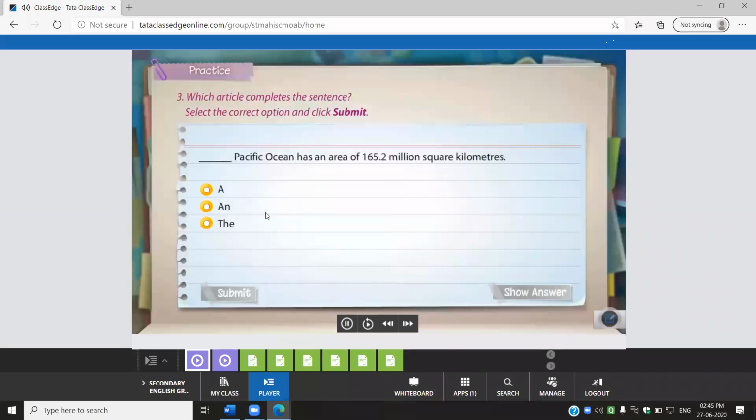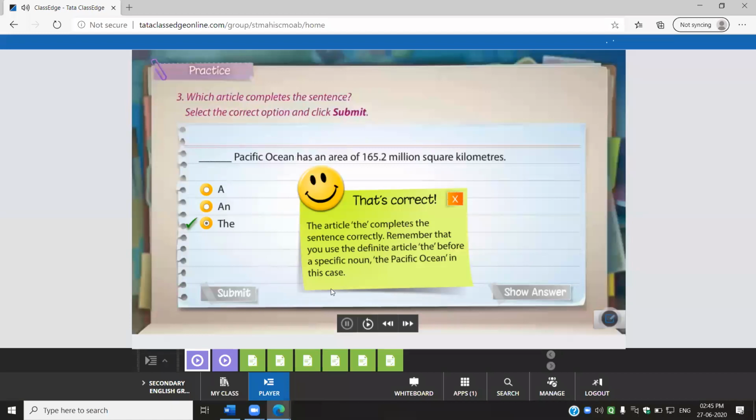Which article completes the sentence? Select the correct option and click Submit. That's correct. The article the completes the sentence correctly. Remember that you use the definite article the before a specific noun, the Pacific Ocean in this case.